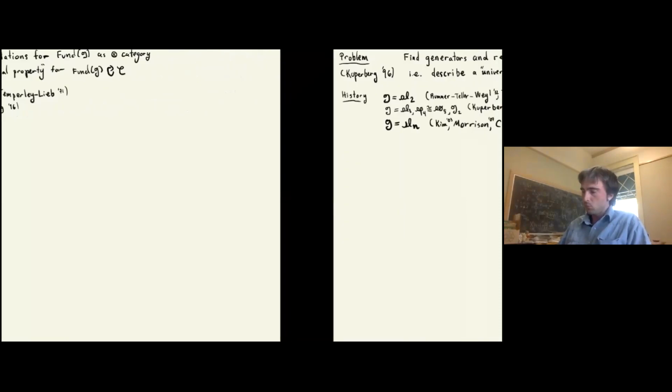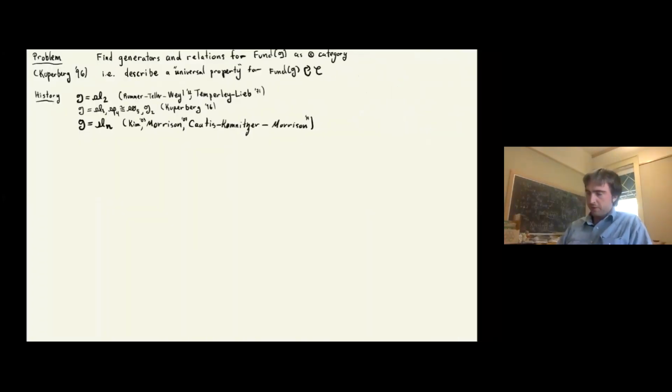And then later, one of his students came up with a conjectural presentation for the case of SL4 and some other relations that should hold in general for SLN. And then Scott Morrison in his thesis came up with a presentation for SLN, but couldn't prove that it was the right presentation. And then 7 years later, Cautis, Kamnitzer and Morrison proved that this conjectured presentation from Morrison's thesis was the right presentation. So they described a universal property for the category of Fund SLN in terms of monoidal functors mapping out of it.